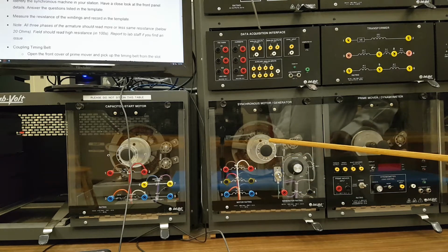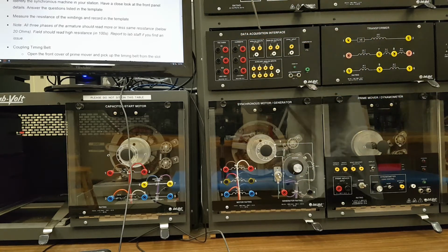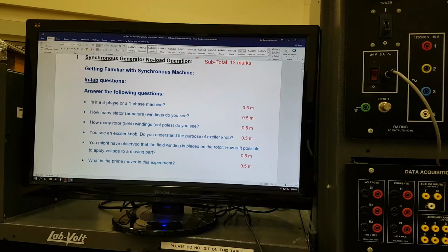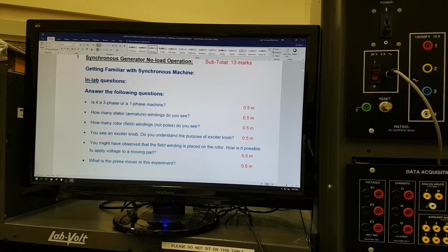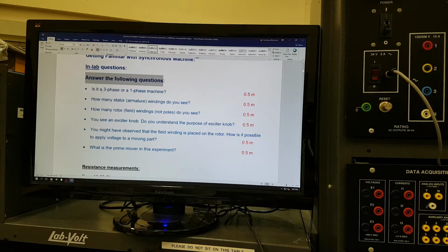And what else? Let's see the template and see what are the questions you need to answer. These are the questions in the data template. Answer the following questions mentioned. You need to figure out whether it is a three-phase machine or a single-phase machine. You need to look at the number of windings of the stator and figure that out, as I explained. And then, how many stator windings are there?